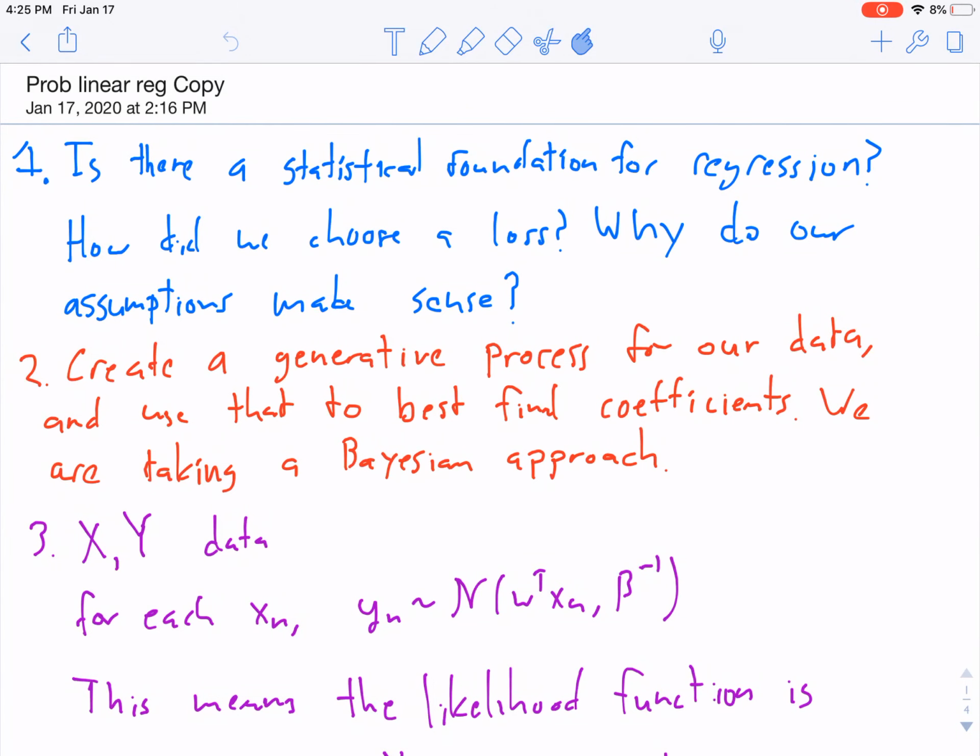Hello and welcome to the 181 video on probabilistic linear regression. Today we'll be taking another look at linear regression techniques, but from a different perspective.